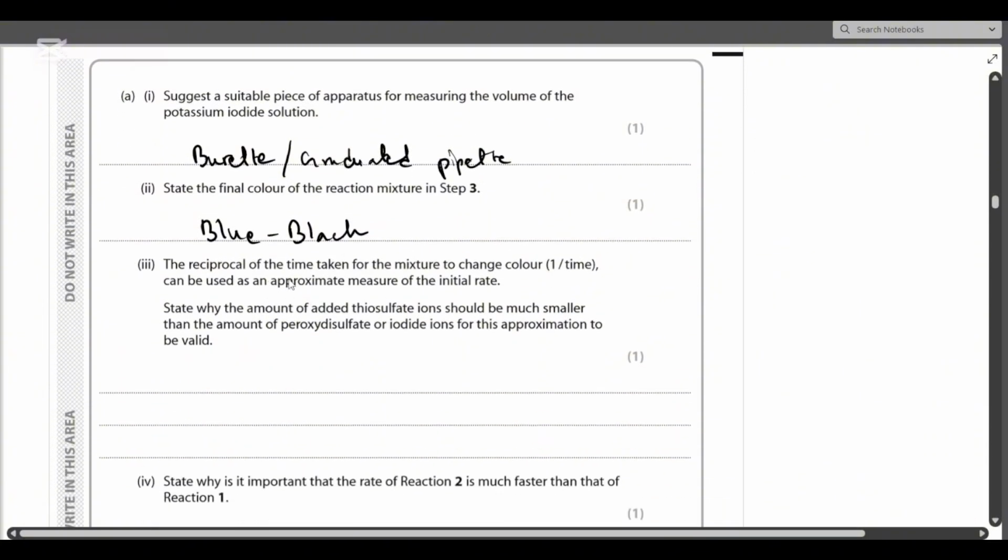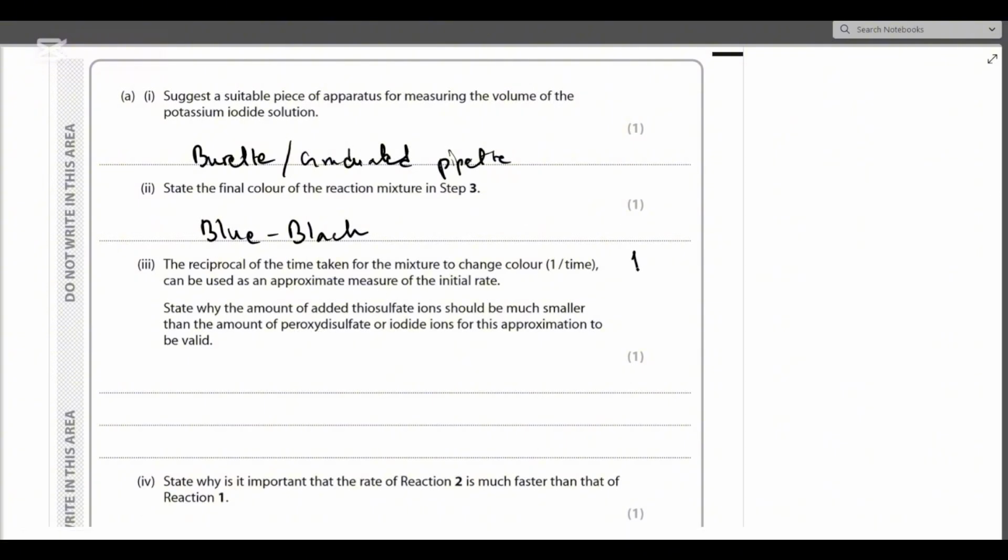Moving on, they say the reciprocal of the time taken for the reaction mixture to change color can be used as an approximate measure of the initial rate. Now state why the amount of thiosulfate ions should be much smaller than the amount of peroxydisulfate ions for this approximation to be valid. Now remember, they say 1 by T. This is the time taken for the mixture to change color.